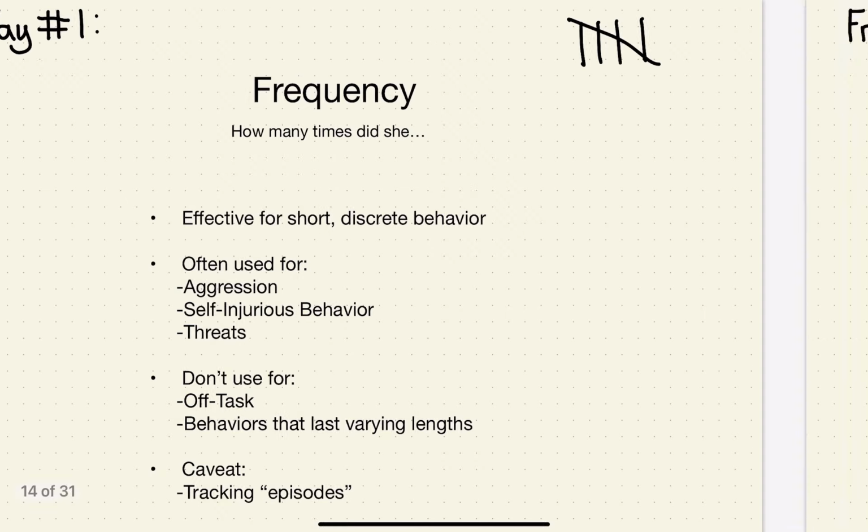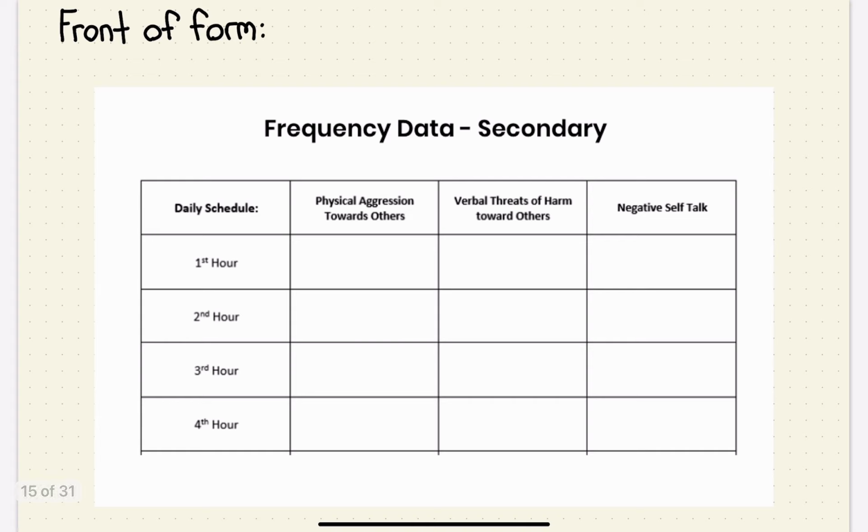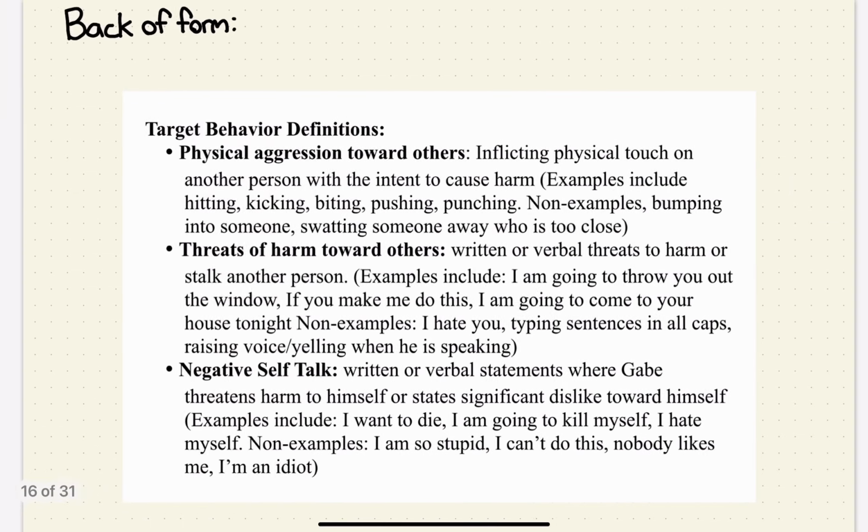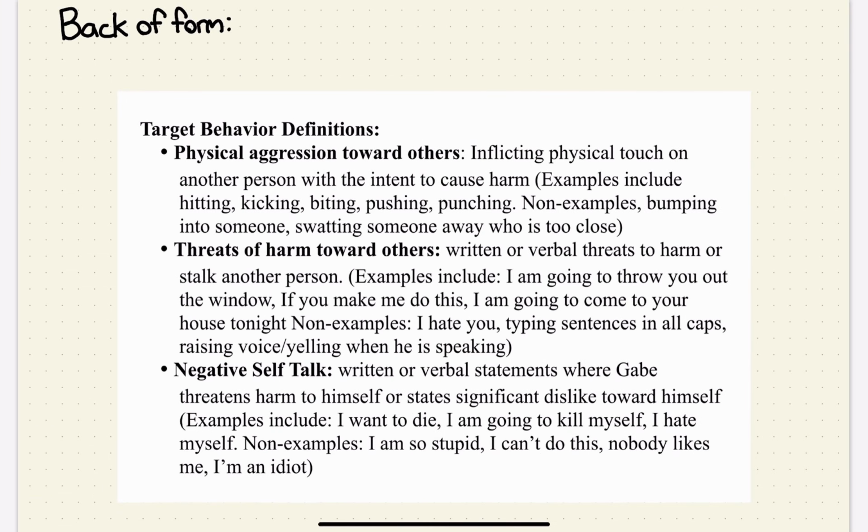Let me show you an example of what a data sheet for this might look like. So here's the front of a sheet that we might keep with a student in order to track. It has their schedule on the left-hand side, and then you have those frequency of behaviors that we're looking for. So this is just how many times has this happened. So we have physical aggression there, verbal threats, negative self-talk, and then a back side of the sheet, we define those behaviors.